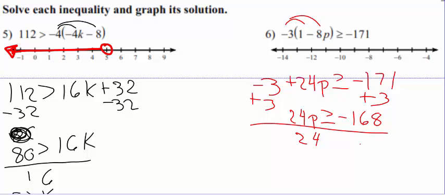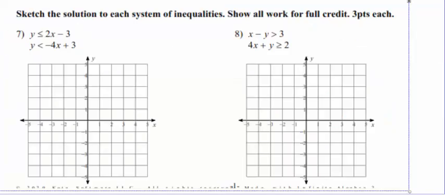What is negative 168 divided by 24? Is it 7? Negative 7, right? So p is greater than or equal to negative 7. So we have to put an open or closed circle at negative 7. It's got an equal sign on it, and shade this way. And that would be our answer. Remember, if you multiply or divide by a negative number, you have to flip the inequality.